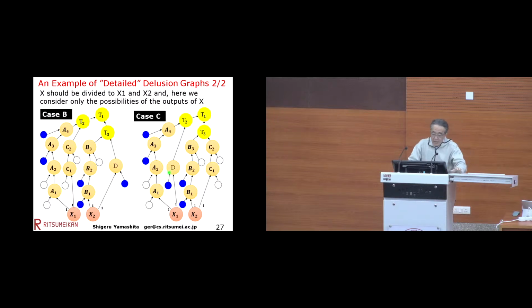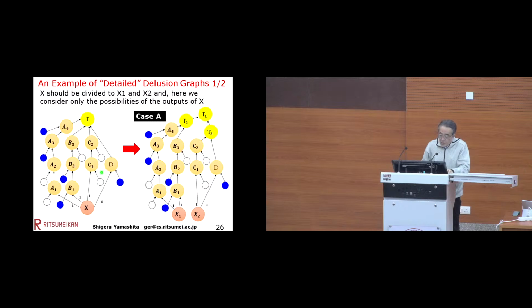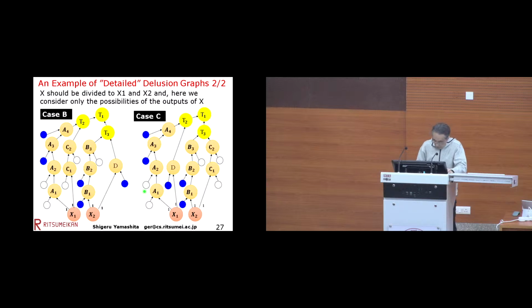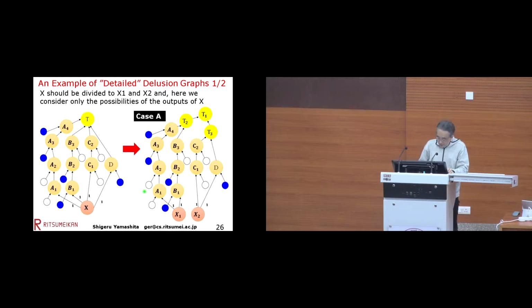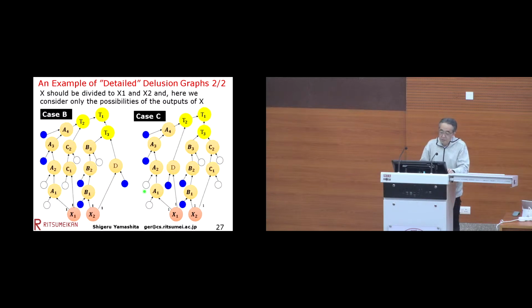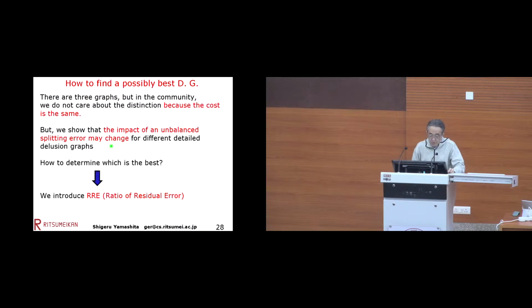And this is not considered in the previous research because in these 3 cases, the number of operations, number of samples is the same. So probably people don't care about the difference. But we reveal that the error probability becomes different in these 3 cases. So we propose how to select the best one from these graphs. That is our main contribution.